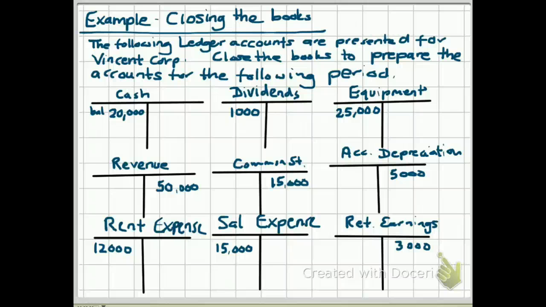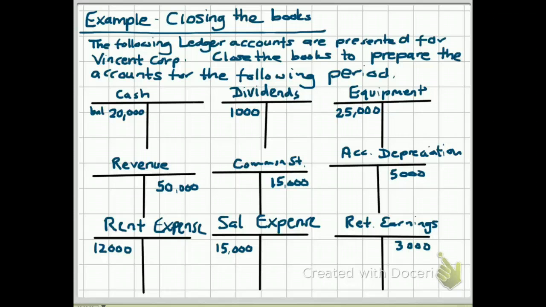Now, this is the last thing we would do, which would be closing our books. Remember, when we close the books, what we do is we clear out all the temporary accounts. Your temporary accounts are your revenue accounts, your expense accounts, and your dividend accounts. Let's start with the revenue accounts first. So for revenue, we have $50,000 credit in our revenue account. We got to close that out. Closing it out means setting the balance to zero.